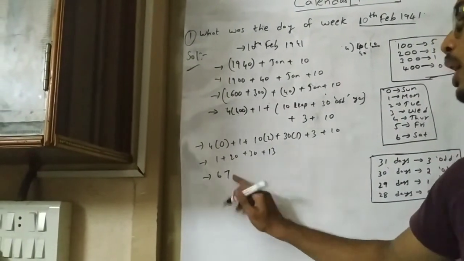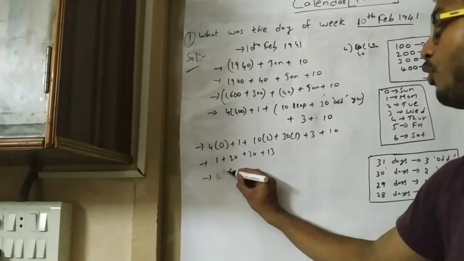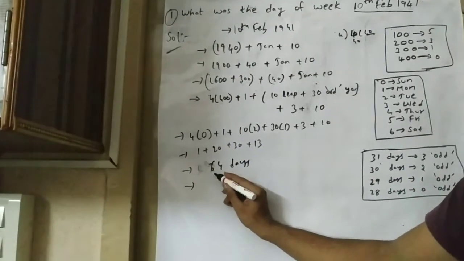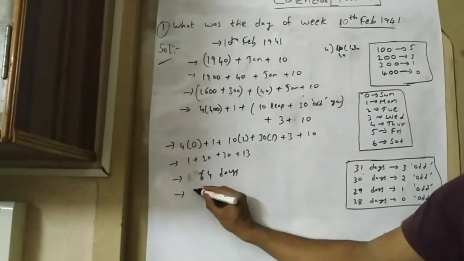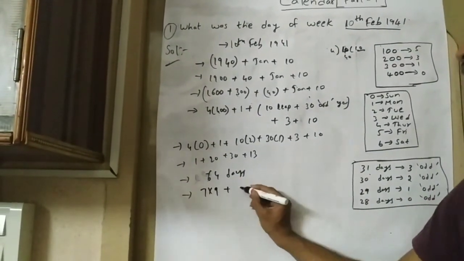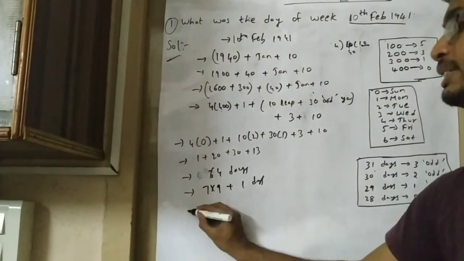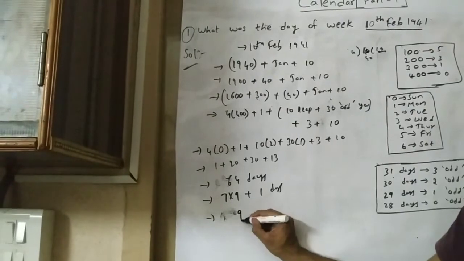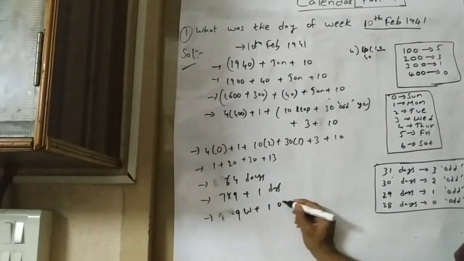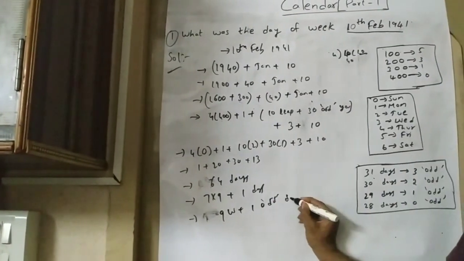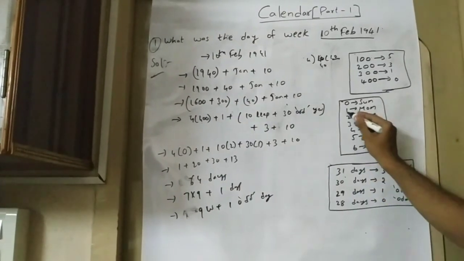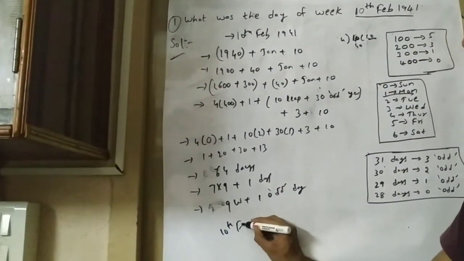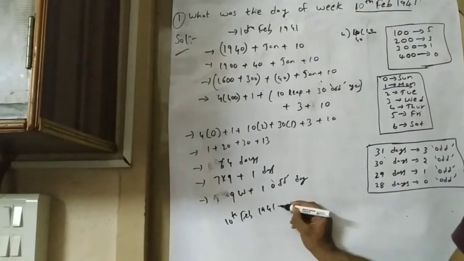So we got 64 days. Convert it into weeks and number of odd days: 7 into 9 plus 1 day. So 9 weeks plus 1 odd day. So 1 odd day means that is Monday. So 10th February 1941 is Monday.